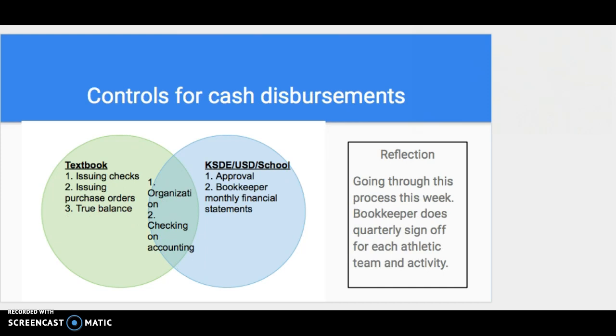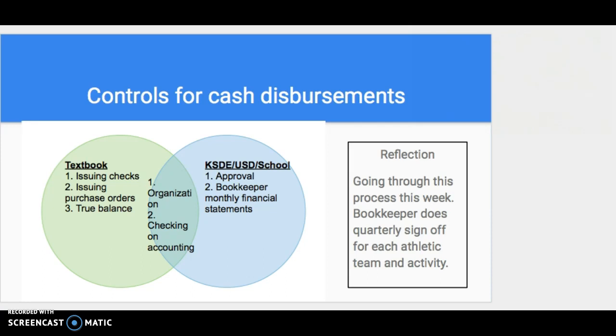And lastly, controls for cash disbursements. The textbook talked about issuing checks, issuing purchase orders, and true balance. It talked about the importance, when talking about checks and purchase orders, again, of organization, keeping track of pre-numbered bookwork. KSD talked about approval. We already talked about there's an approval chain that needs to happen before a check is issued or a purchase is made. And then true balance.